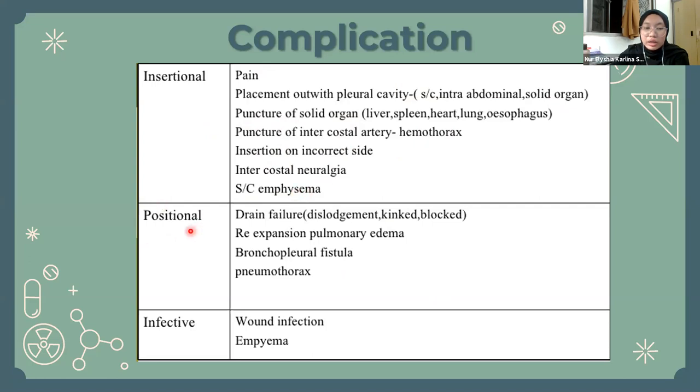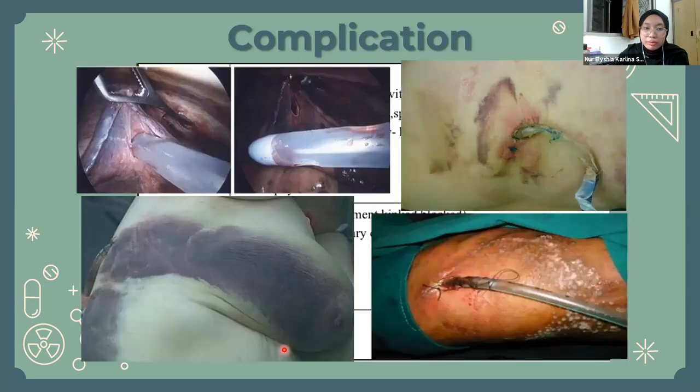For the positional factors, it includes the kink, block, or dislodgement of the tube, pulmonary edema, fistula, or pneumothorax when the tube overshoots during the insertion, and for infective includes wound infections and empyema. So this picture shows the damage to the lung parenchyma during the insertion of the tube. This one shows the tube kink. This one is the chest wall hematoma. And this is the infection on the skin, which is a complication of the chest drain.